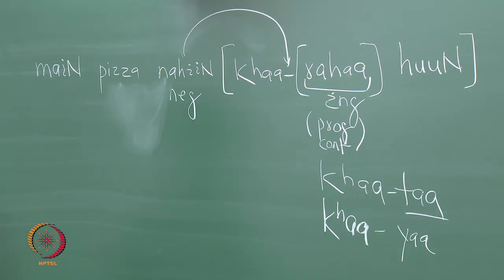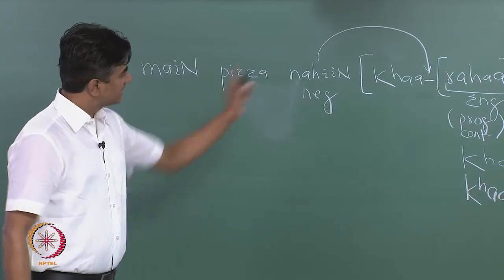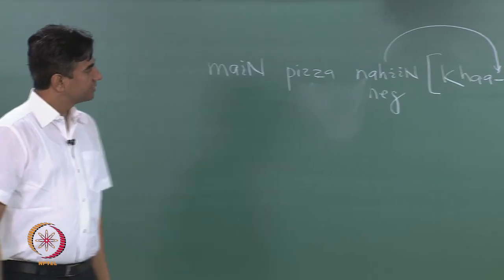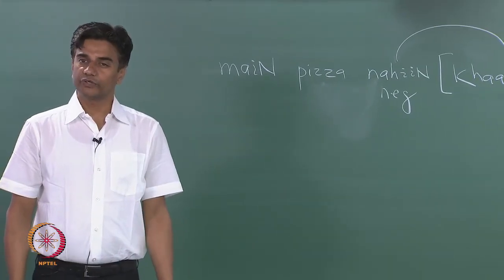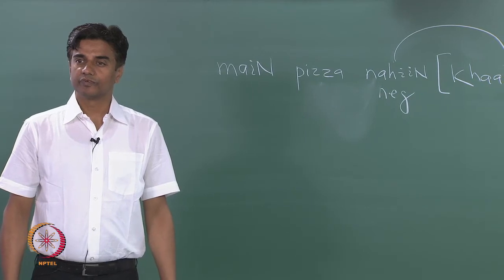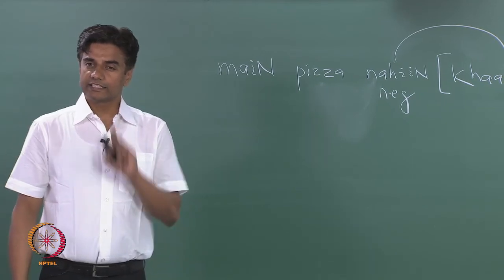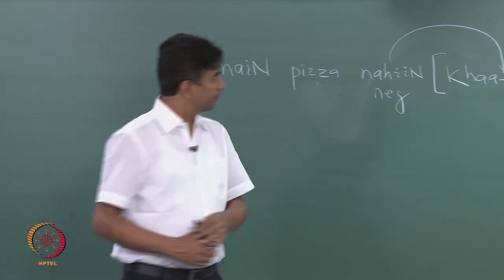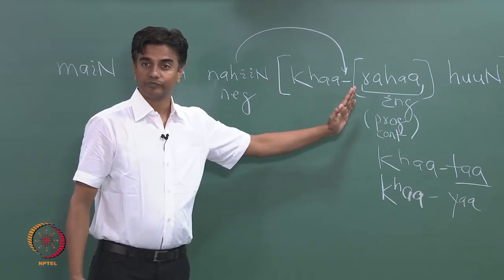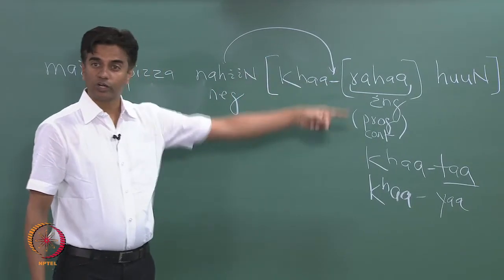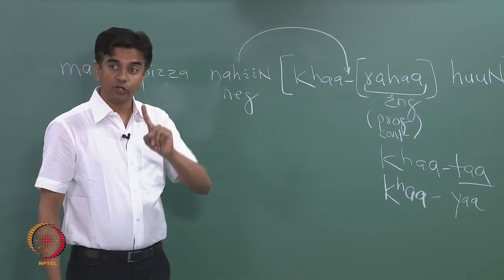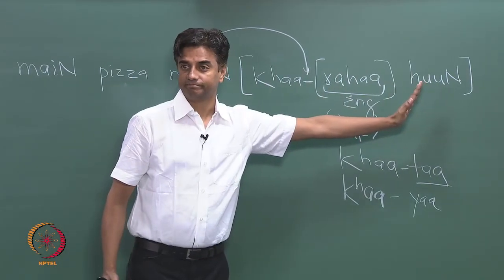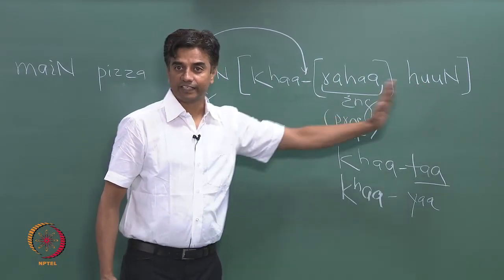When I ask you this question, is it possible? What I mean is, is the sentence still grammatical if we scramble the word there? Main pizza kha nahi raha hun. Is it okay? Understand this? Still it is ambiguous. Keep in mind, it's still ambiguous. When we say, main pizza kha nahi raha hun, it can negate the whole verb, and it can also negate just this part, not the rest of it. See this thing?